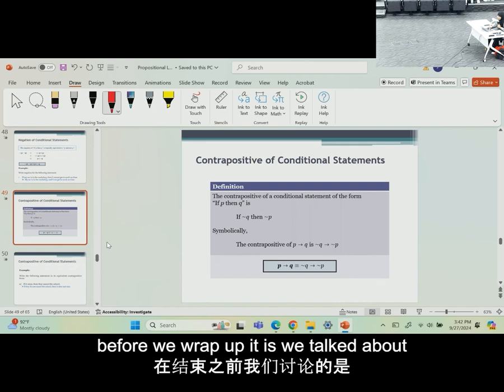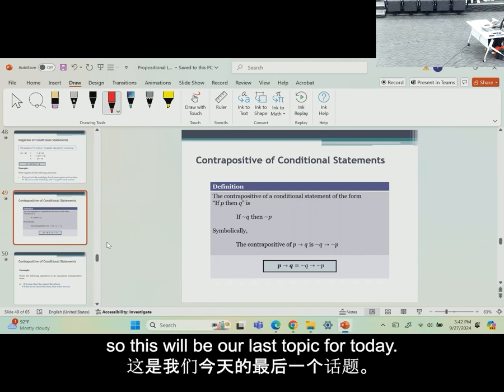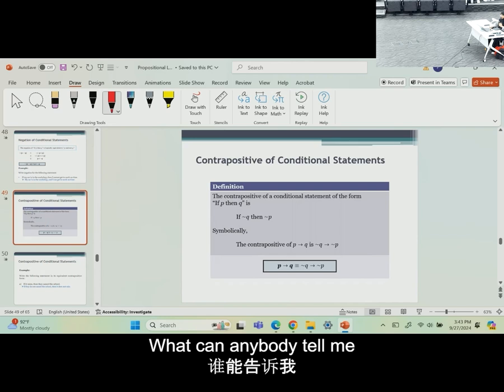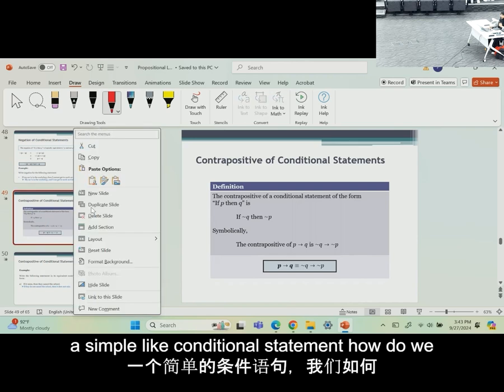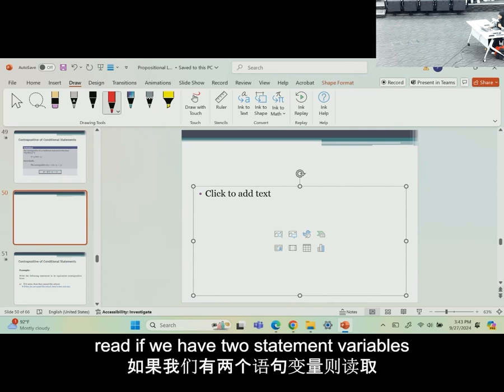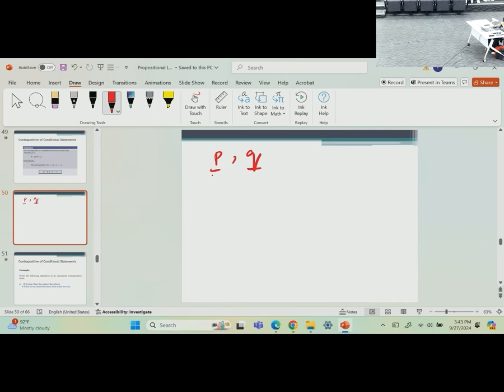Next main topic, before we wrap up: we talked about conditional statements and 3 variants of conditional statements. So this will be our last topic for today. There are 3 variants of conditional statements. What can anybody tell me? A simple conditional statement, how do we read it if we have 2 statement variables? How can we have a conditional statement for these 2?